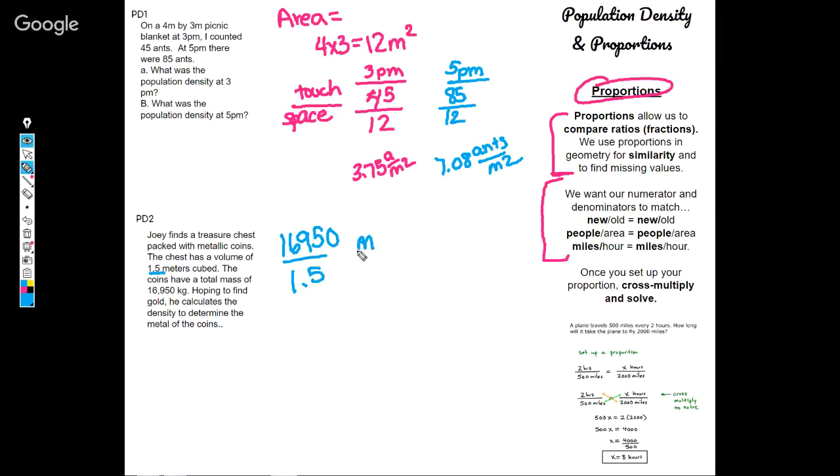Mass, which is what you can measure, which they did in kilograms. Sorry, that's kg. Change colors. Over volume, which in this case is meters squared. So all you do is divide 16,950 divided by 1.5, and that gives us this. He's gonna make a whole lot of money.